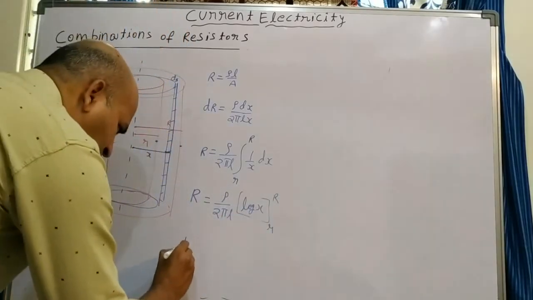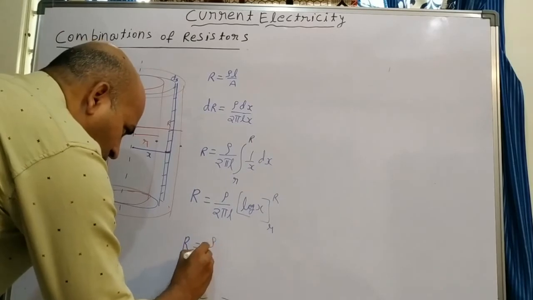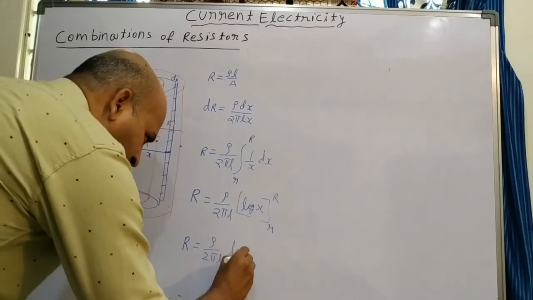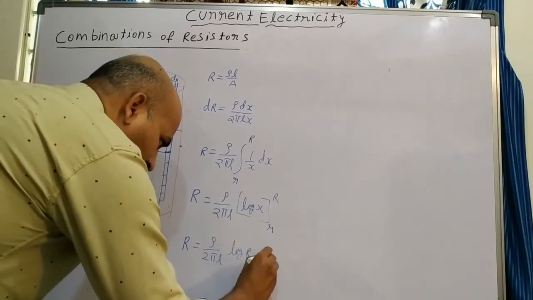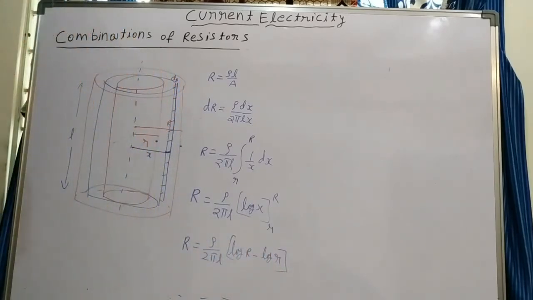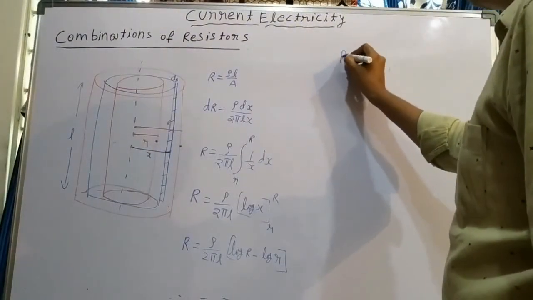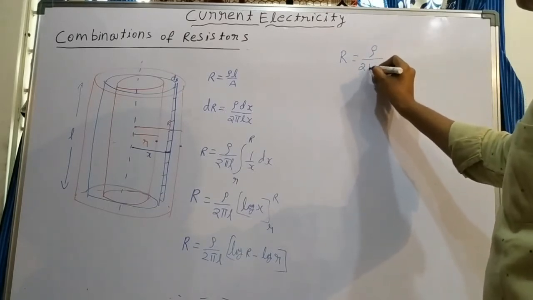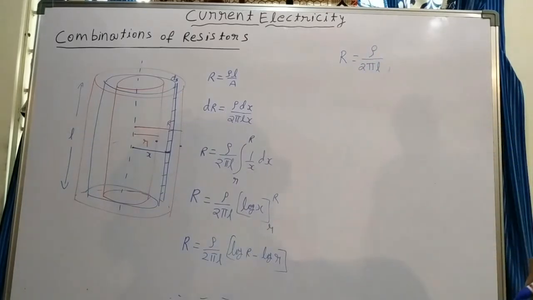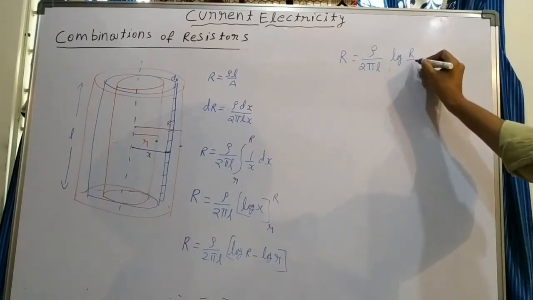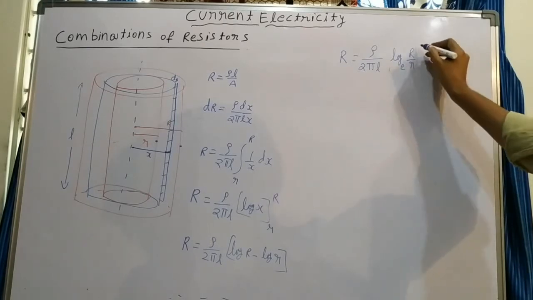Then what you can write, resistance R is equal to rho by 2 pi L. First substitute the upper limit minus log of the lower limit. Log A minus log B we can write as log A by B. So resistance R is equal to rho by 2 pi L in the denominator, times log of capital R by small r. This is log to base e.